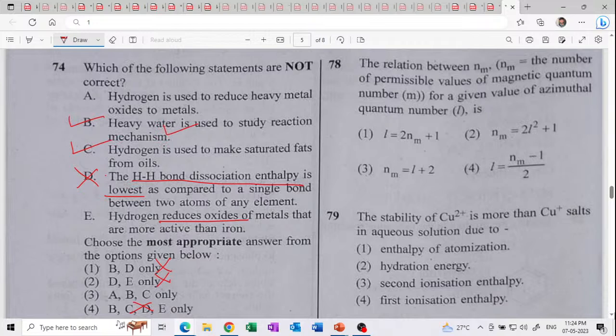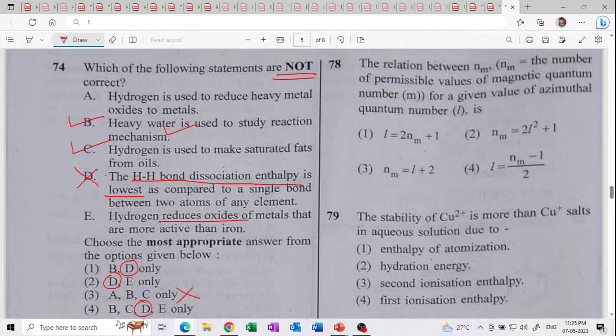Not correct, not correct. So this is not correct. Question, once again check it properly. Not correct actually. The D is not correct. So this is a D, this is a D, and then this is a D.